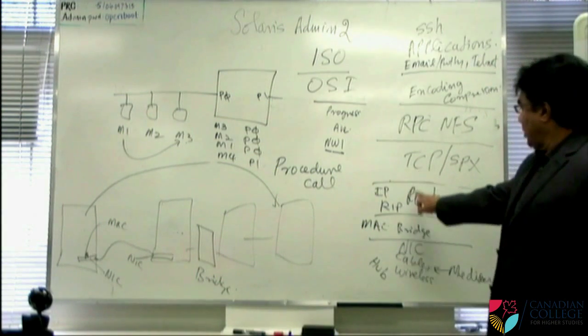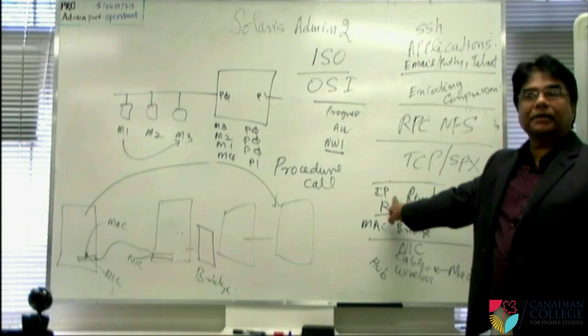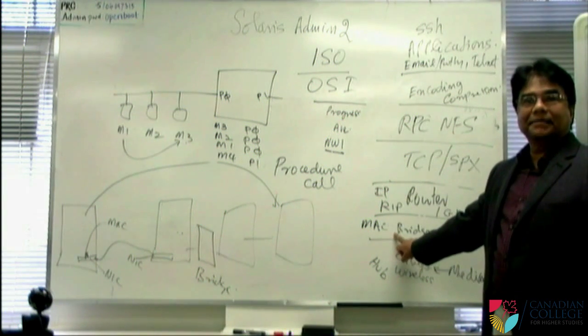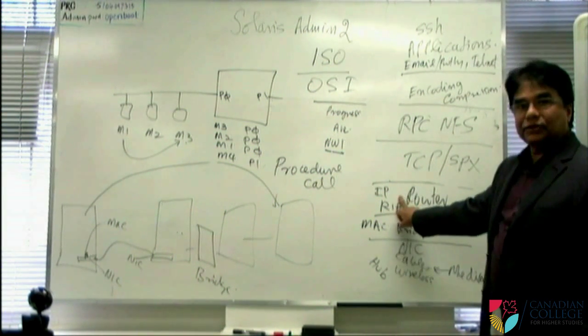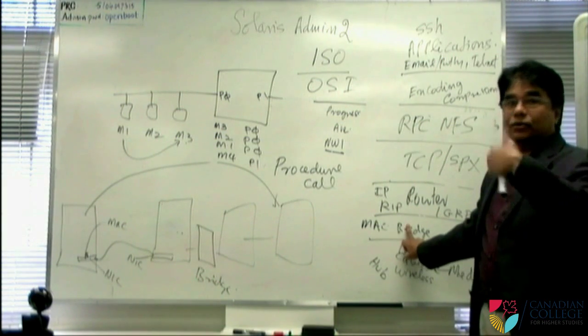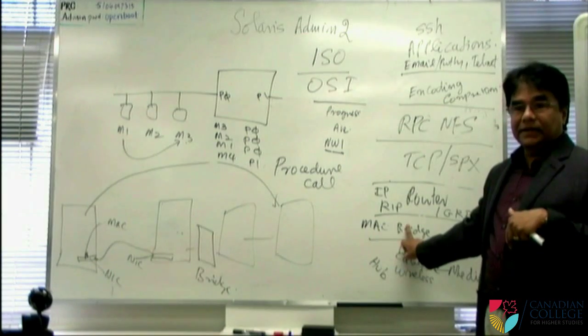In this layer we are talking about IP address. In this layer we are talking about MAC address. So this layer should have a destination IP. Okay. This one should have a destination MAC address and the source MAC address.